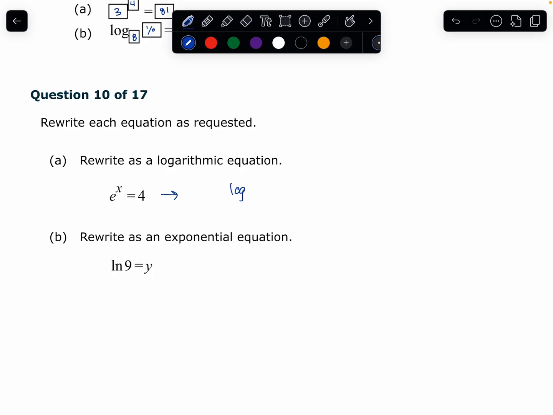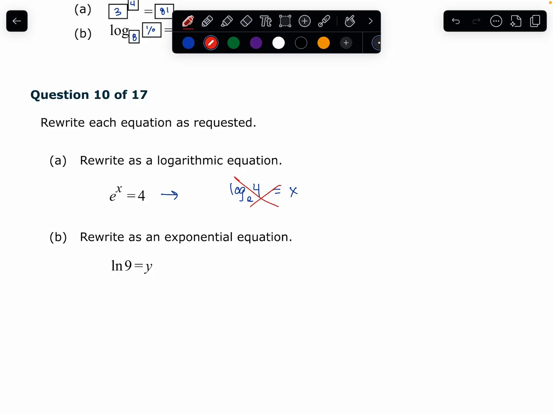So log. Now I'm going to write something, but it's not going to be our answer. So I see that the base is e, so that means the logarithm has to have a base of e. Okay. Remember that logarithms equal exponents. I can see that the exponent is x, so this logarithm has to equal x, which means that the argument has to be 4. So log base e of 4 should equal x. But this is incorrect. Well, it's not incorrect, but that's not how we write this right here.